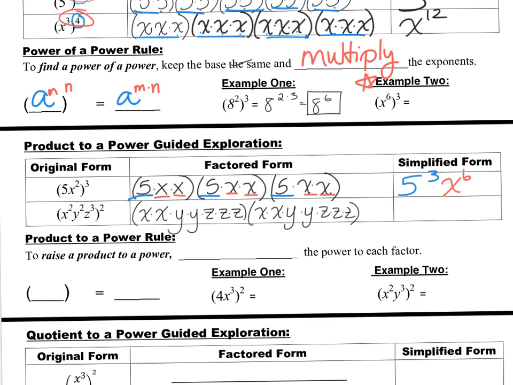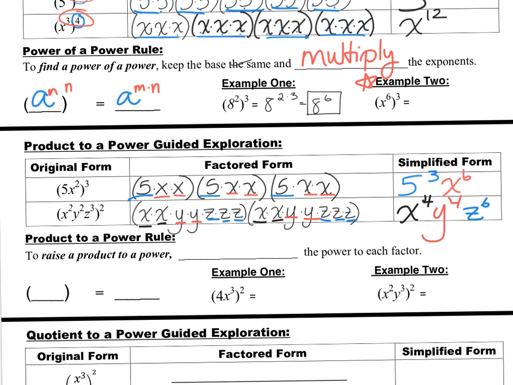So let's see, I have 1, 2, 3, 4 x's, so x to the 4th power. Then I have 1, 2, 3, 4 y's, y to the 4th power. And lastly, I have 1, 2, 3, 4, 5, 6 z's, so that's z to the 6th power.